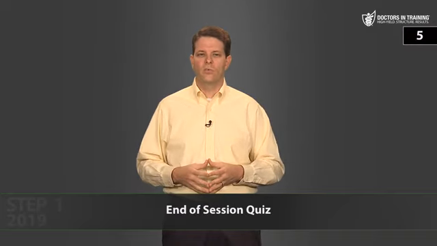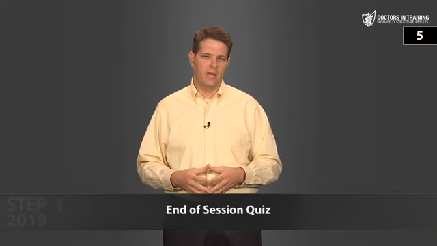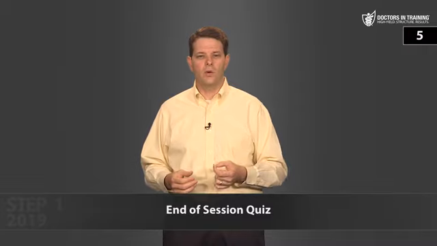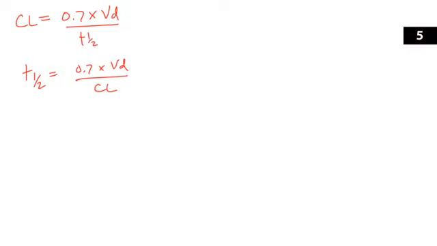All right, the first question says, what's the half-life of drug X in this patient? So you start with the equation for clearance. Clearance equals 0.7 times the volume of distribution divided by the half-life. Then you switch that around and you get half-life equals 0.7 times the volume of distribution divided by the clearance. So to figure out the answer, you need the volume of distribution and you need the clearance. Well, the clearance was given. It said the clearance of drug X is 2 liters per hour.